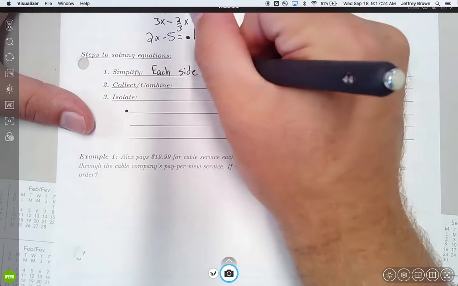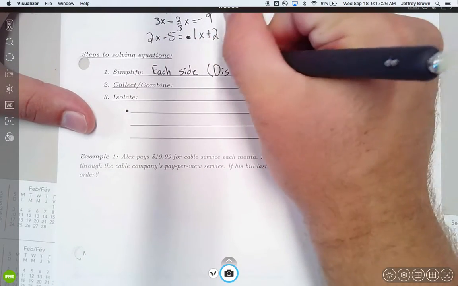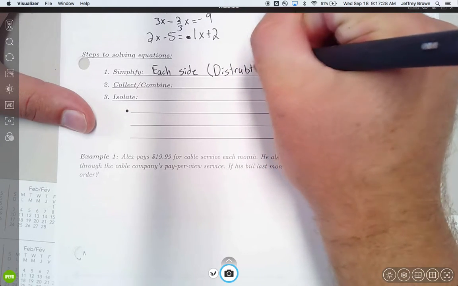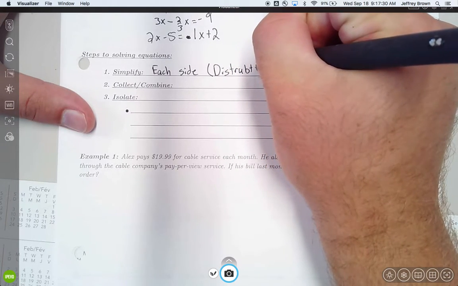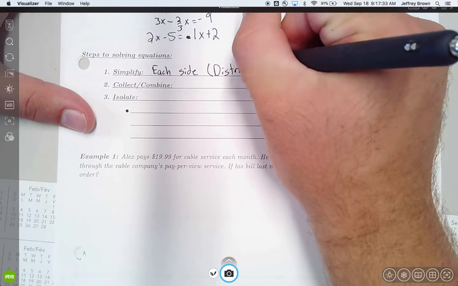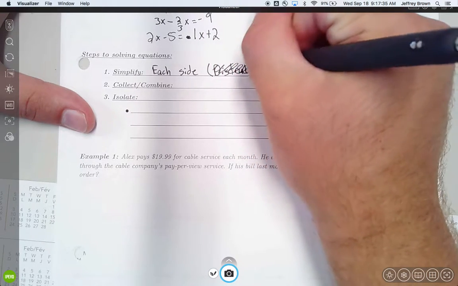A couple things could happen in that step, you might need to distribute. Sorry, make sure I spell this correctly. Distribute.